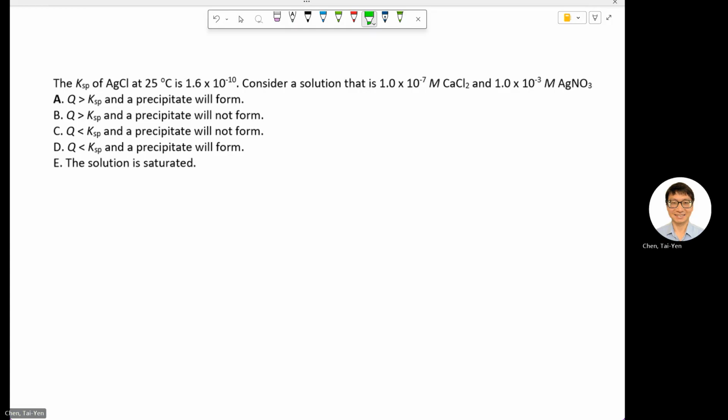So a question like this, you have 5 choices, right? Even if you don't look at what is actually inside your question, just look at your answers. You'll realize that 3 of them are just to confuse you. Because the statement is very simple. If Q is larger than K, precipitate. Q smaller than K, no precipitate. There are actually only 2 possibilities. Anything else is just to confuse you. So let's just look at the answers first.